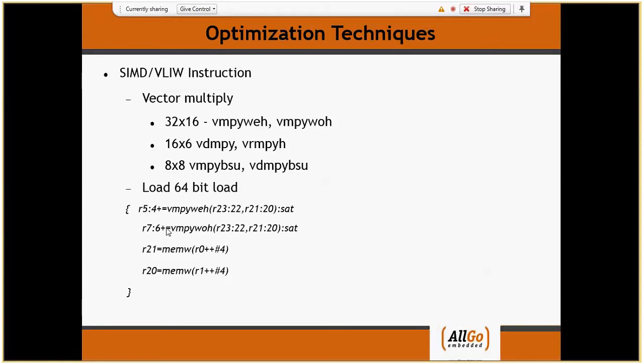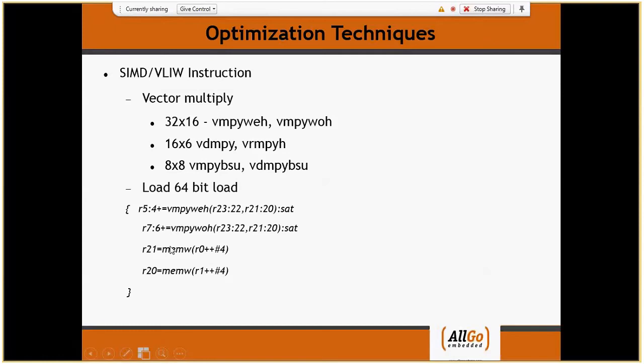Similarly, there is a 16-bit by 16-bit instruction. It's also a similar type of instruction where you can do 16 into 16 multiplication and basically get the VLIW type of instruction set. And the 8-bit one is also a similar thing, but at a byte level, 8-bit level, where you can multiply different data in a register in parallel and do the accumulation.